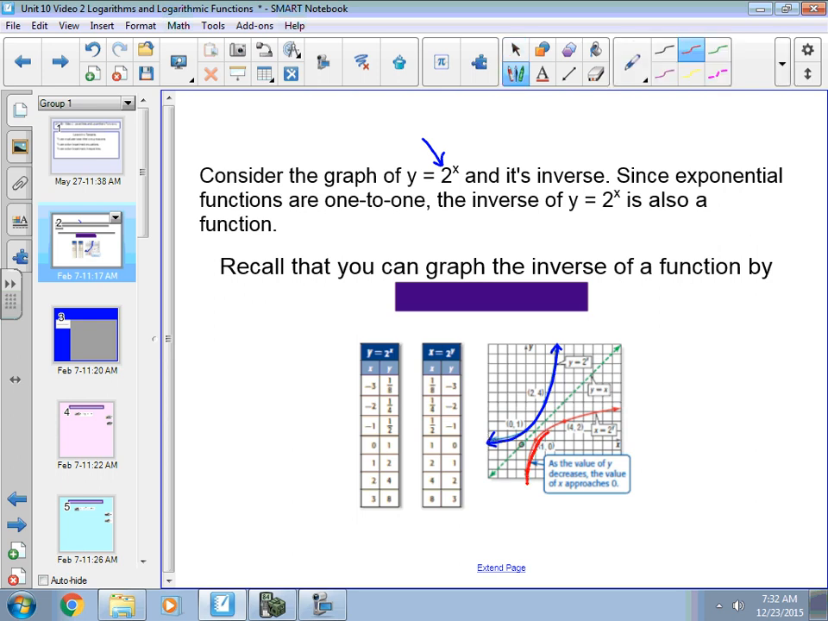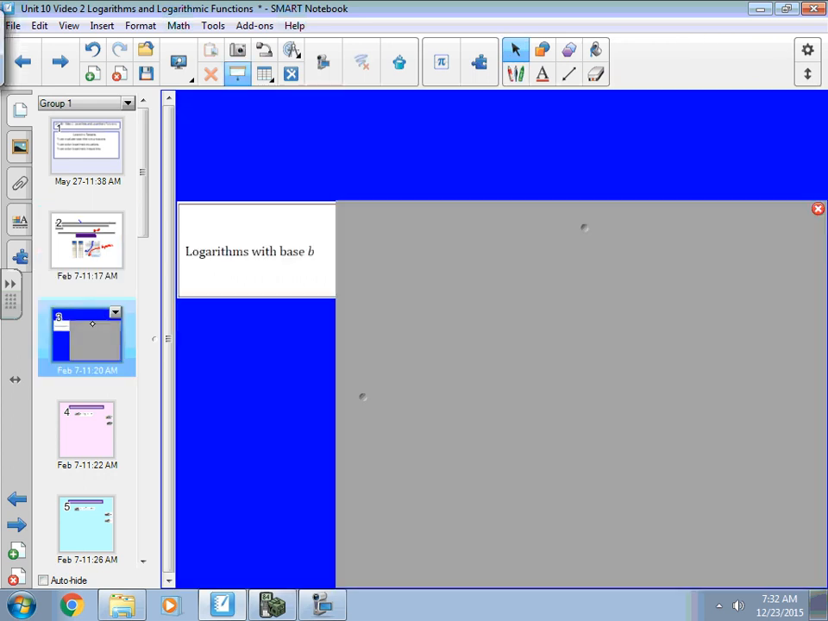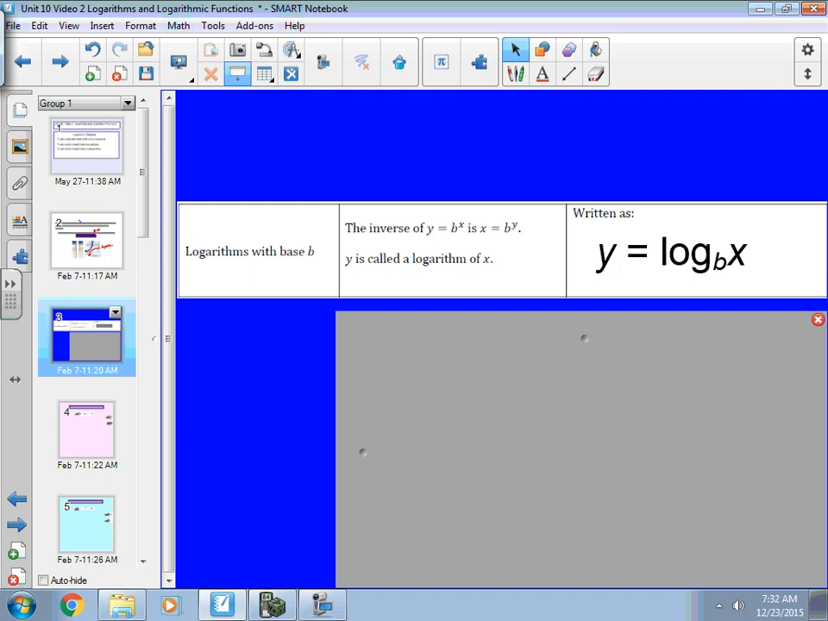Okay, remember you get inverses by solving for the other variable. So if we got this as an x equals equation, x equals 2 to the y, that's what the graph is down here. When you switch the x and y and you graph that, you get this graph. And this graph is what's called a logarithm. The inverse of an exponential is called a logarithm. And that's the type of graph you get. And what that looks like when you switch them around is what's called a log.